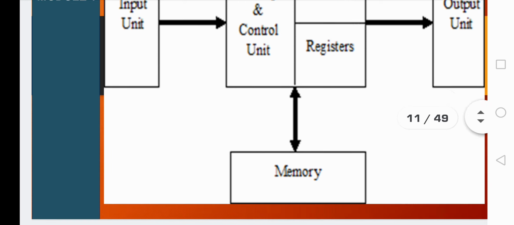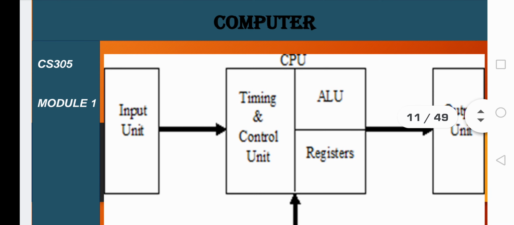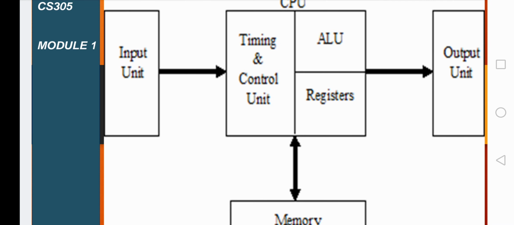So these are the various components present within a computer. There are four main components in the block diagram of a computer: the input unit, the CPU, the output unit, and memory.